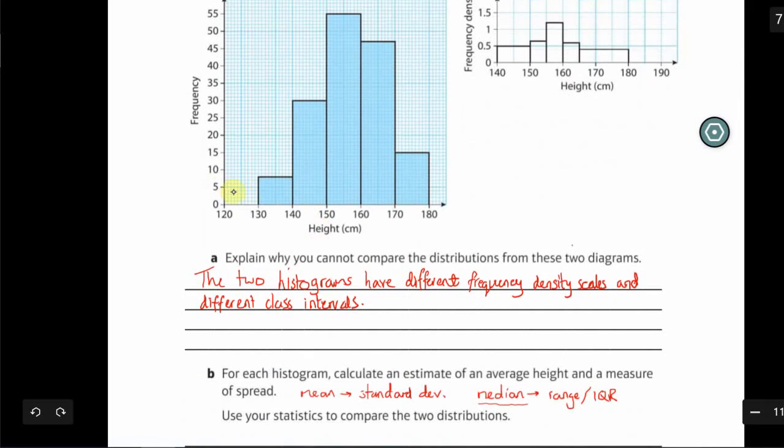So in Wood A, fortunately they've just used frequency, so we can just look at the frequencies. There are 8 trees in this bar here. There are 30 trees in the second bar. There are 55 trees in the third bar. 47 trees in the fourth bar, and 15 trees in the fifth bar. So altogether, the calculator here, that is 155 trees.